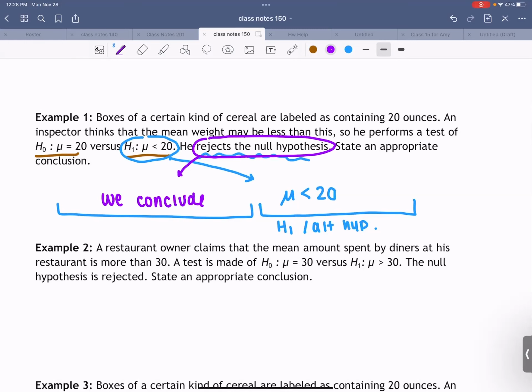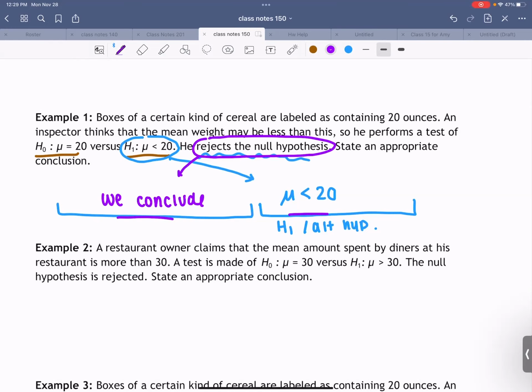And the reason we do this is if we're rejecting the null hypothesis, we're basically accepting the alternate hypothesis, right? So we're basically saying, okay, it's not H0, so it has to be H1. Whenever you write your conclusion and you reject the null hypothesis, this is how you're going to write your answer. Okay. Any questions on example 1?